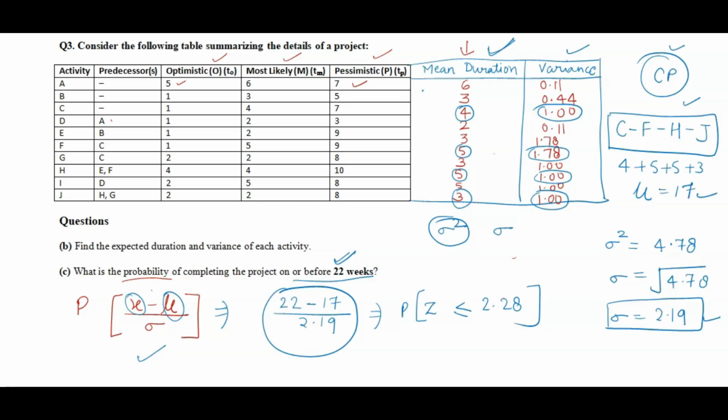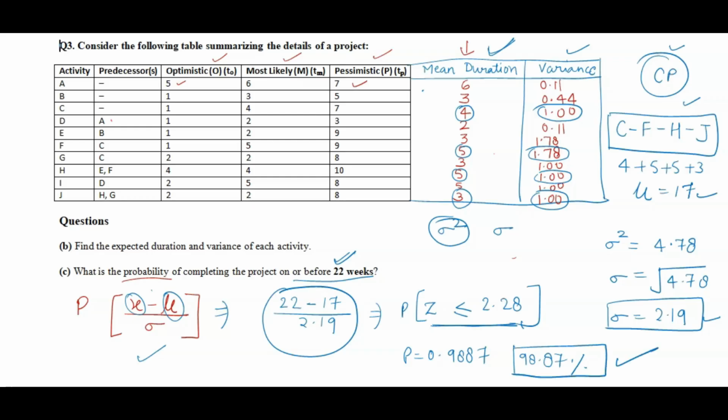Okay, this you have to check from the standard normal distribution table. I have attached the video in the description, you can check that video, and with that table you will get the value of the probability as 0.9887, or you can say it as 98.87%. In percentage it is 98.87.